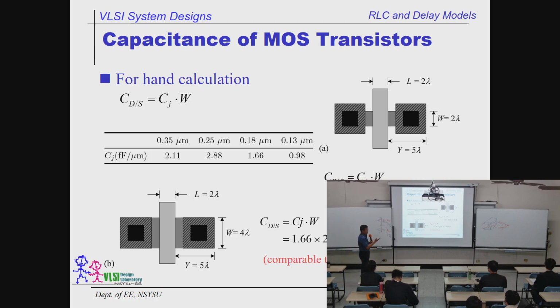For hand calculation, you know the width of your transistor, the width of your diffusion. So you take the width times the 1.66, and you'll get the number over here, CGDS. 0.13, this is for the minimal size, and this one is for the double size, for lambda.